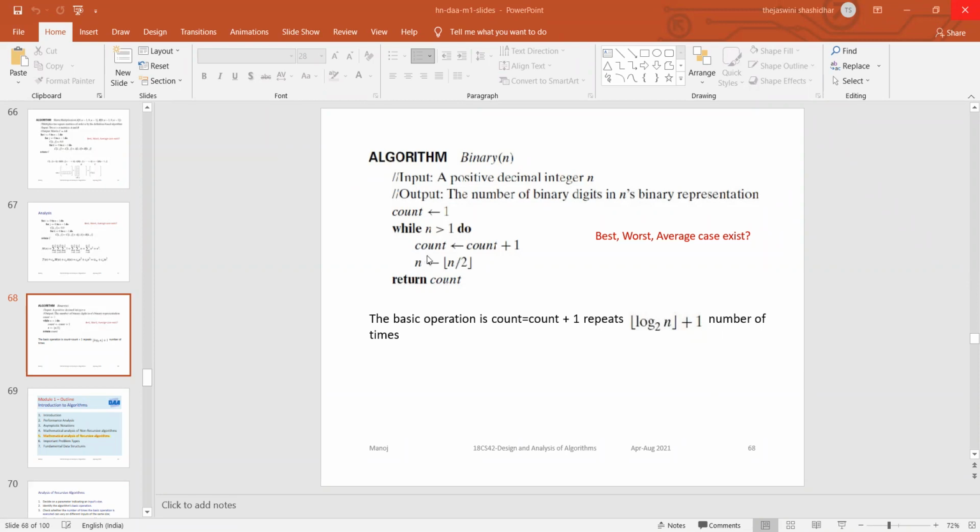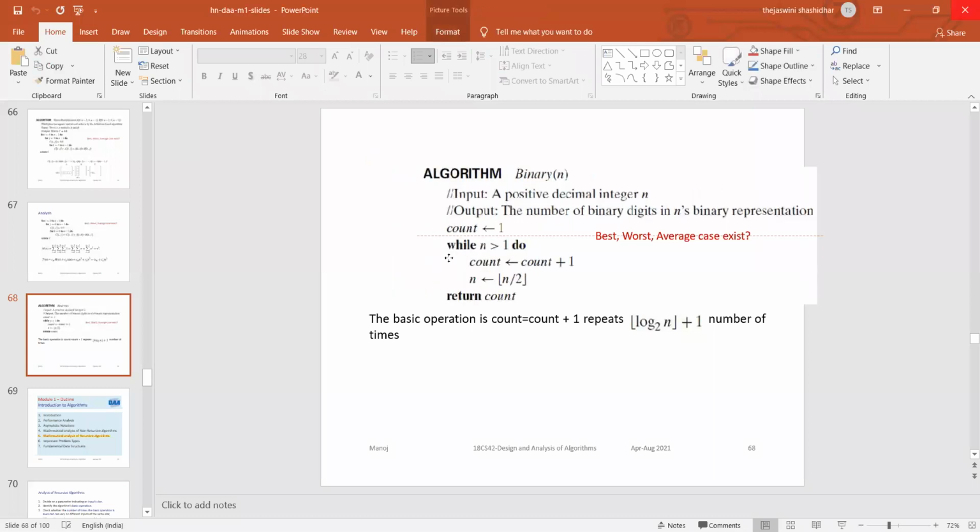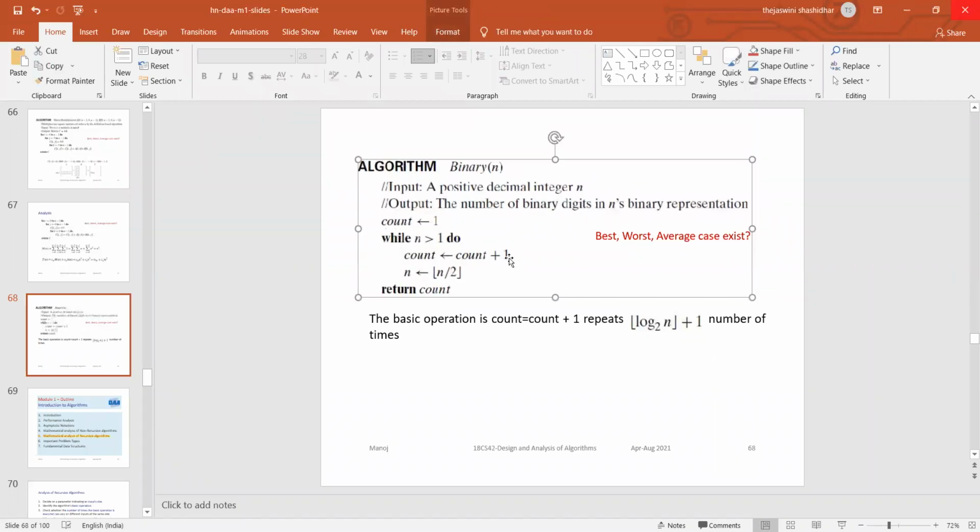So what is the basic operation we are going to do here? It is not n into n by 2. It is count equals count plus 1. That is the operation we are going to do. In order to make it binary, we take count plus 1 and keep on counting, log n plus 1 number of times. So this is the binary. What is the basic operation? We take it as log n plus 1. Is it the worst case, best case or average case? That is the concept.